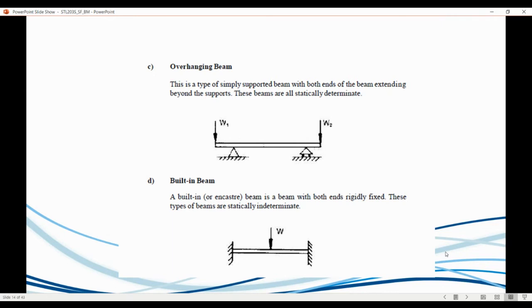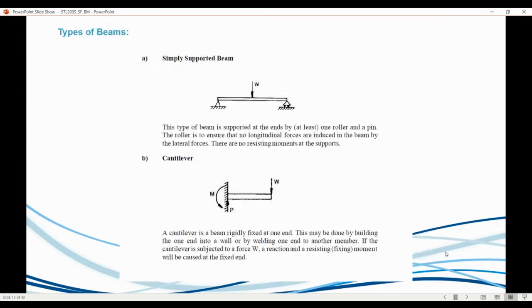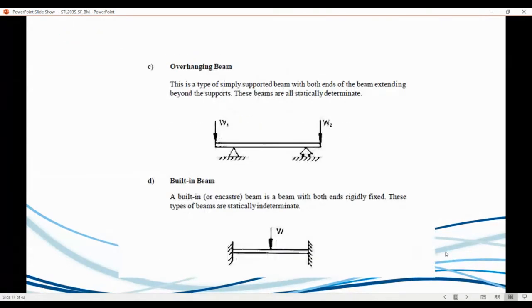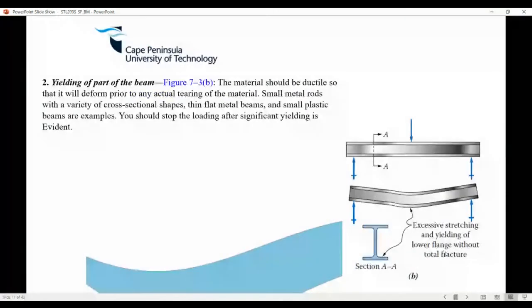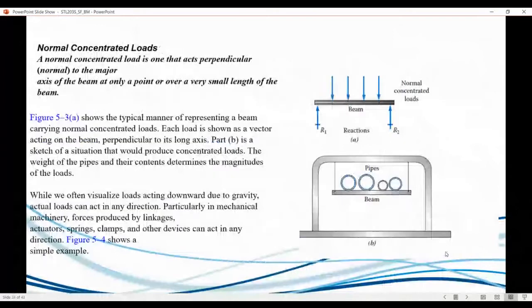The analysis we will be doing, and I will be saying this, is only on simply supported beams, cantilevers, and overhanging beams. For this level, we will not look at fixed beams. So I'm making you aware, do not worry about fixed beams. Cool.